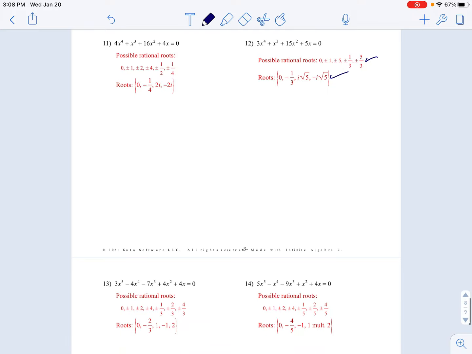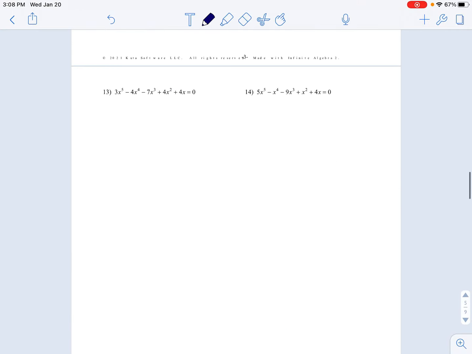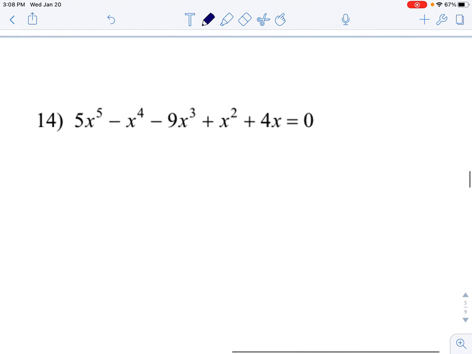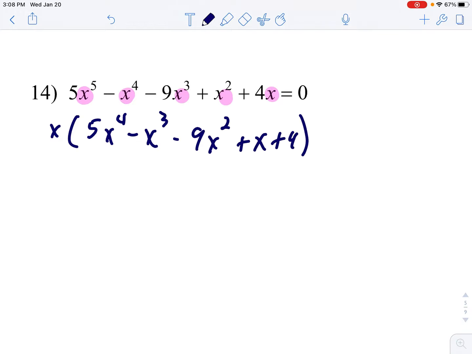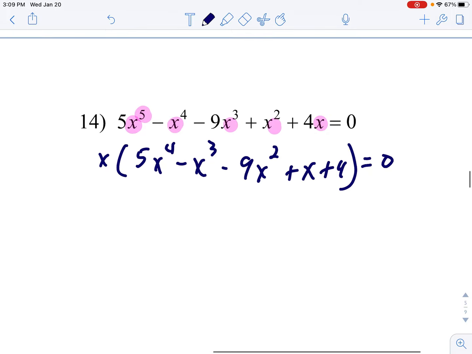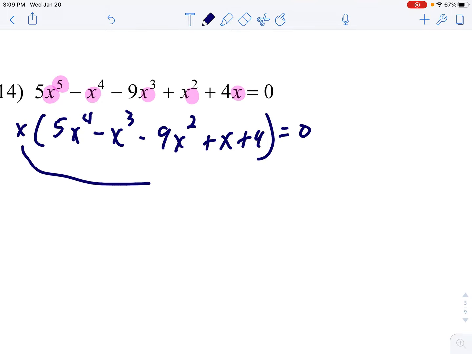All right, let's do number 14. I peeked at the answer. Did you see that? All right, again, there is an x in common that you can factor out, so I'm going to do it. Minus x to the third minus 9x squared plus x plus 4 equals 0. It's a 5th degree polynomial. That means there's going to be 5 zeros, but one of them is automatically x equals 0. That's a given.